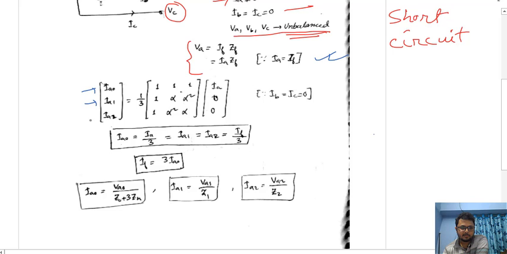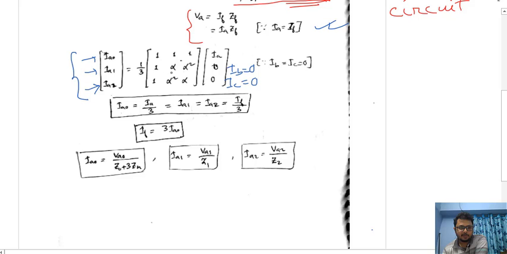The sequence currents, zero sequence, positive sequence and negative sequence, are equal to 1 by 3 times the matrix [1 1 1; 1 alpha alpha square; 1 alpha square alpha] multiplied by IA, IB, IC. Here IB is 0 and IC is also 0, which is why I have written 0 and 0 here. Since IB and IC are 0, is it clear? This I have already derived. Just check the previous video, it will be clear.